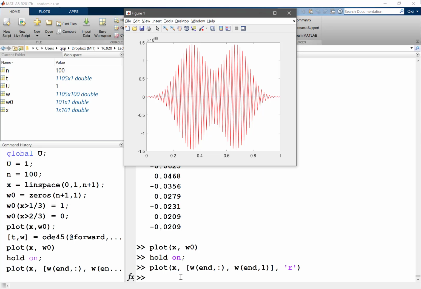So what is it? It looks like I have a solution that is 10 to the 85, right? So what is happening here? It's divergent, right? So that's the situation that in the analysis of stability we did not see in the heat equation, but we do see that now in the advection equation.